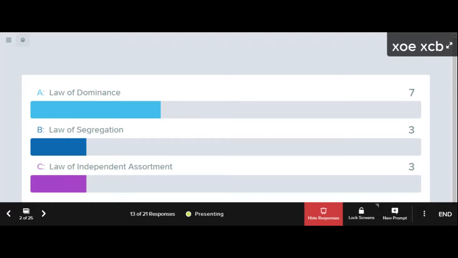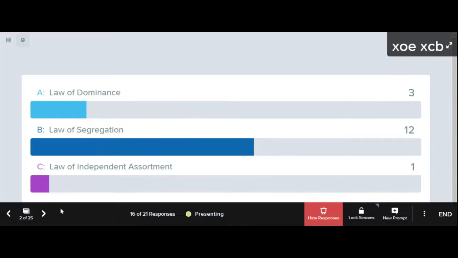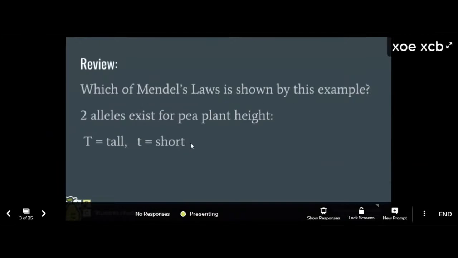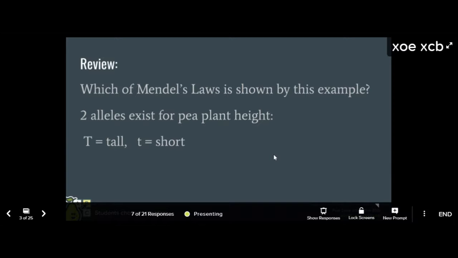Yeah, it's the law of segregation. Good, good, good. Which of Mendel's laws is shown by this example? 2 alleles exist for a pea plant: big T for tall, little t for short. It's either a dominant or recessive trait right there. What is that law? 10 responses.